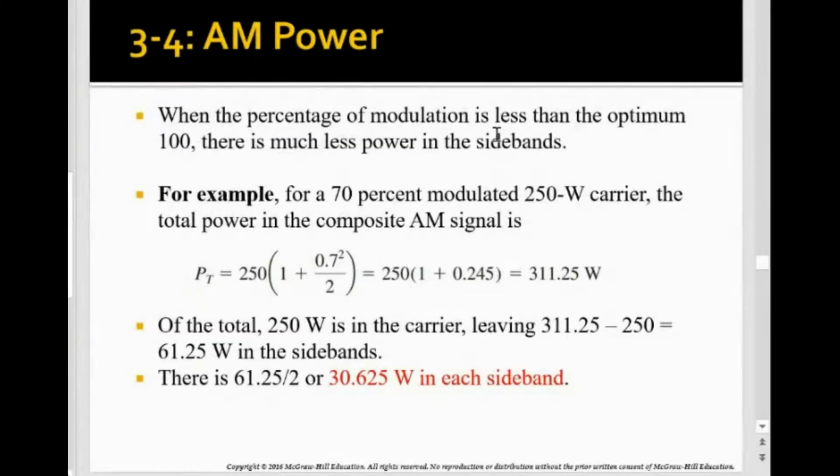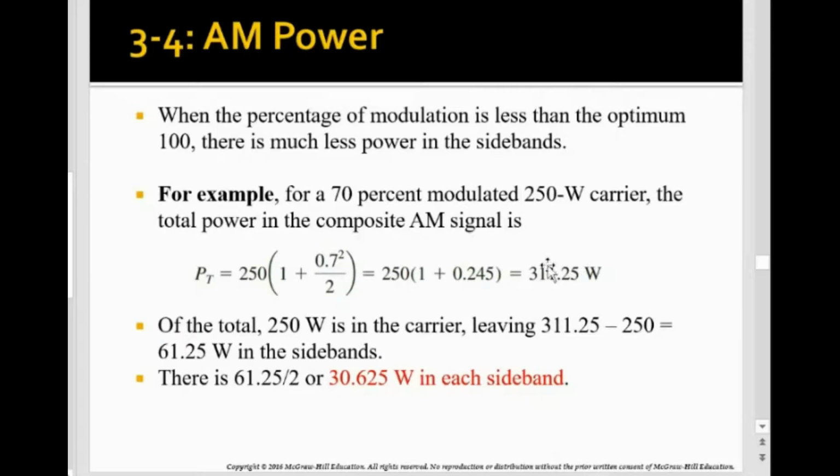So when the percentage of modulation is less than the optimum condition, meaning less than 100%, there is much less power in the sidebands. Let's see one example. For a 70% modulated 250 watt carrier, the total power in the whole AM signal is 250 watt carrier times 1 plus modulation index squared, here 70%, meaning 0.7 squared over 2. 0.7 squared over 2 gives you 0.245, plus 1, multiplied by 250 is 311.25 watts. This is the whole power.